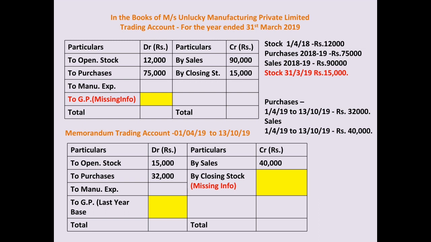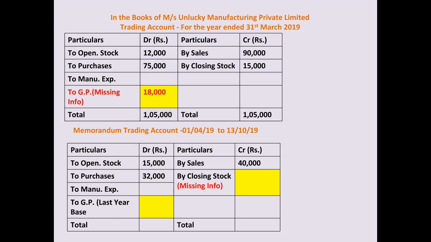Let us try to find out what information is not given. Considering the trading account, we can find that the credit side is heavier. On the credit side, the total is 1,05,000 and the debit side is lesser. The shortfall is 18,000. That 18,000 is the missing information, which is the gross profit.